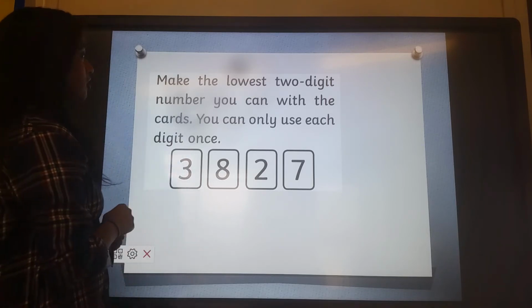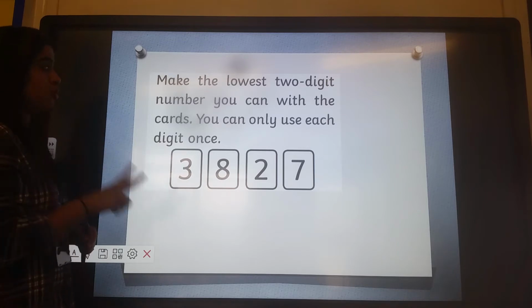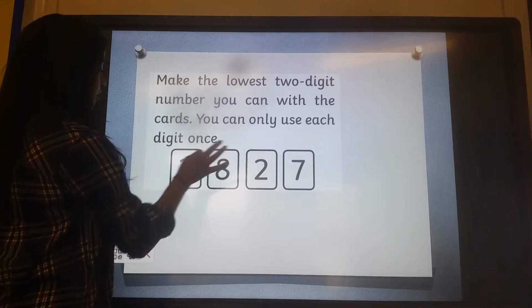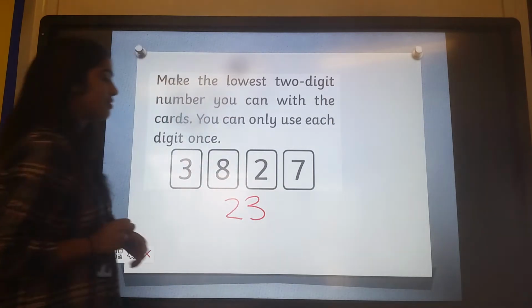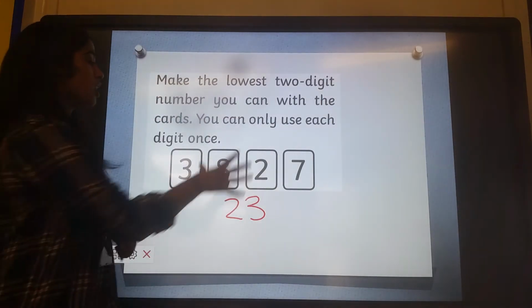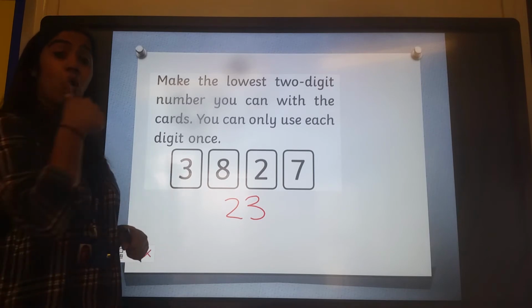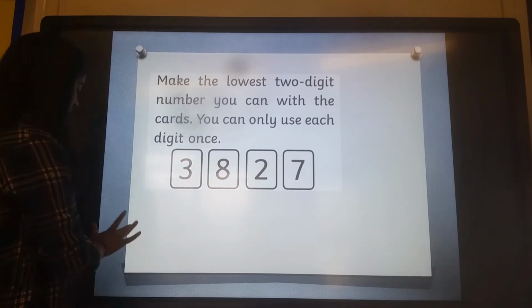Are we ready? Okay, so you had to make the lowest two-digit number using these cards. The answer is going to be 23. That is the lowest two-digit number I can make using these 4 number cards. Well done if you got that question correct.